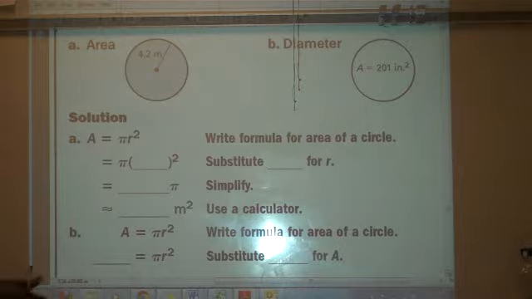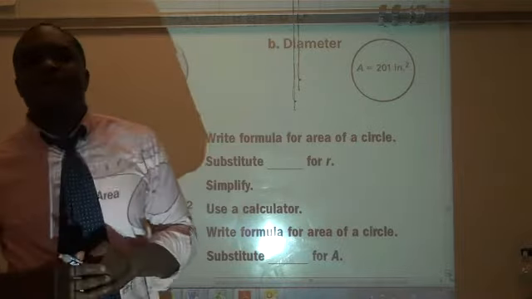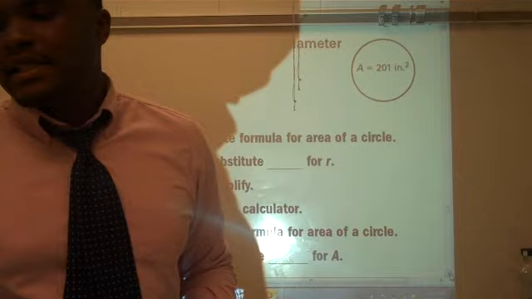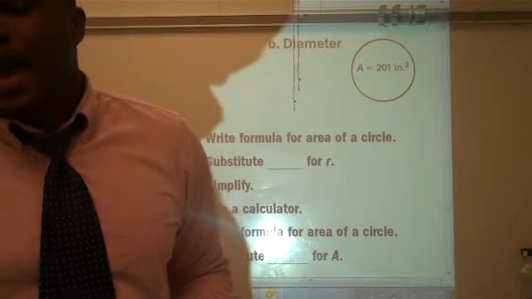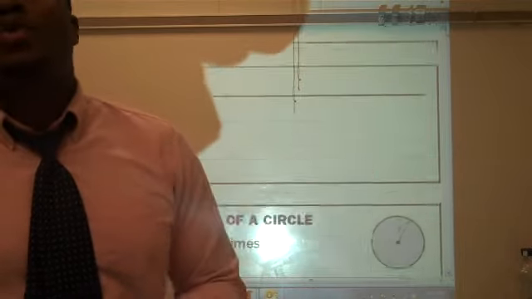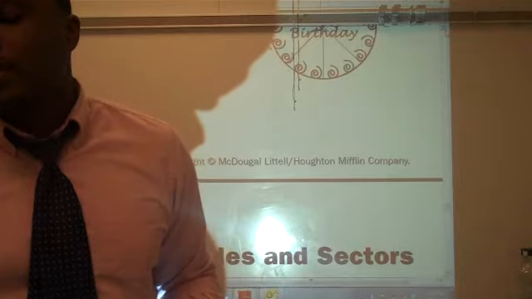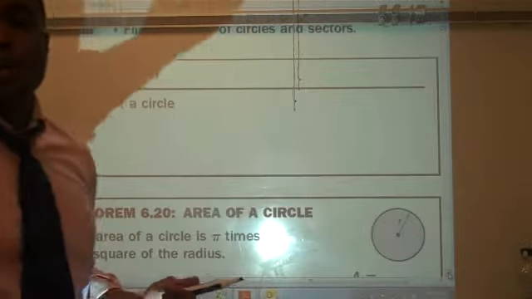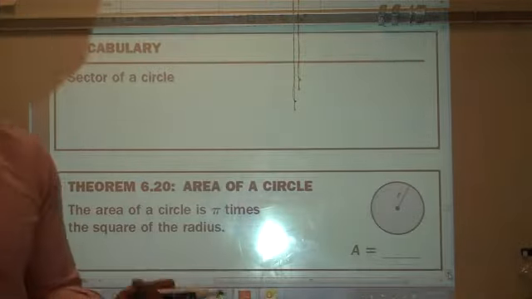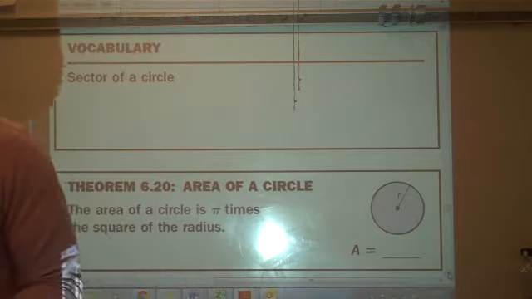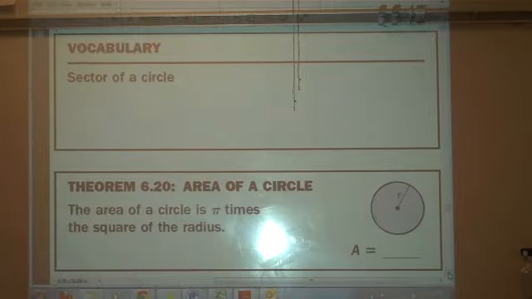Alright, so welcome back. Today we're going to be talking about areas of circles. Last class and on the last video we learned how to find the circumference, the total distance around the circle. Today we're going to be talking about what to do if we want to find the total amount of space on the inside of our circle.